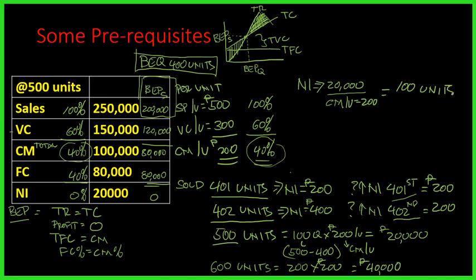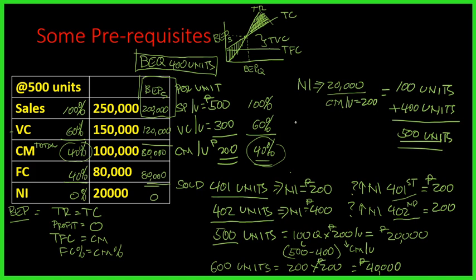Okay, is this the answer? No. This is just the number of units above the break-even point. So you still have to add 400 units, okay? And you will get a total of 500 units. Okay. There you go.